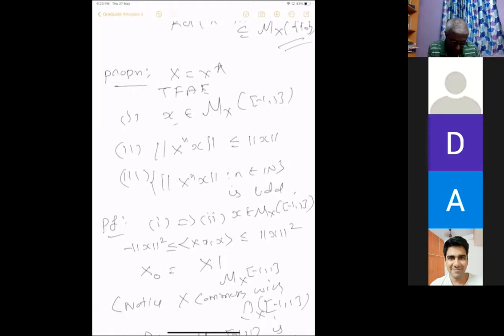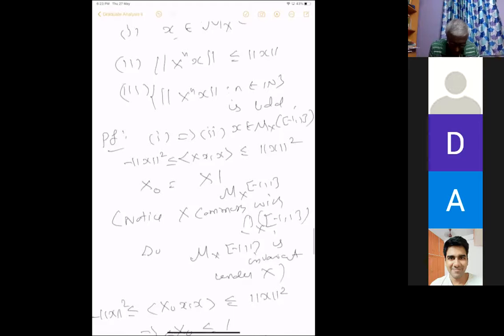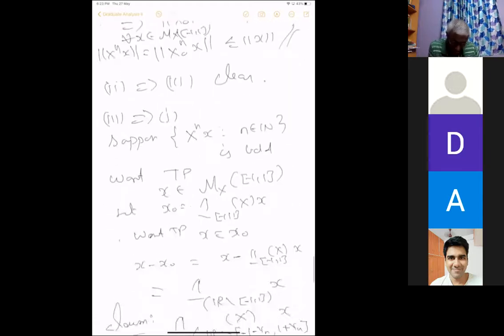Okay. Now we are proving 3 implies 1. So we assume that the sequence norm x power n x is bounded. Okay, we assume that. We want to prove that x then exists in this spectral projection. It is equivalent to saying if you hit it by the spectral projection, it is equal to that, which we denote by x naught. Okay, now we want to prove x equal to x naught.